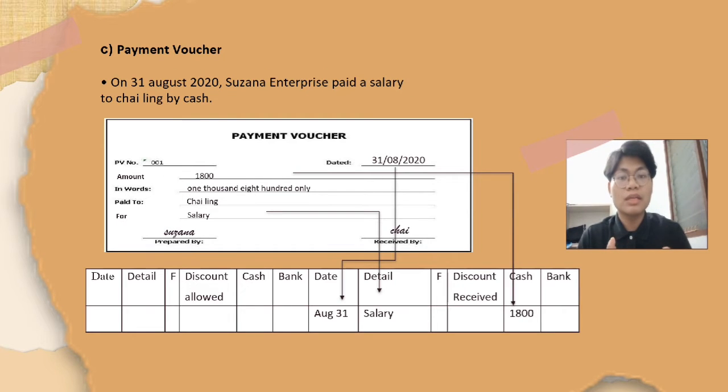Third document is payment voucher. On 31 August 2020, Susanna Enterprise paid a salary to Chailing by cash. To record it, firstly, we need to insert the date on credit because we made a payment. The detail is salary and the amount is RM 1,800, which we record in the cash column.